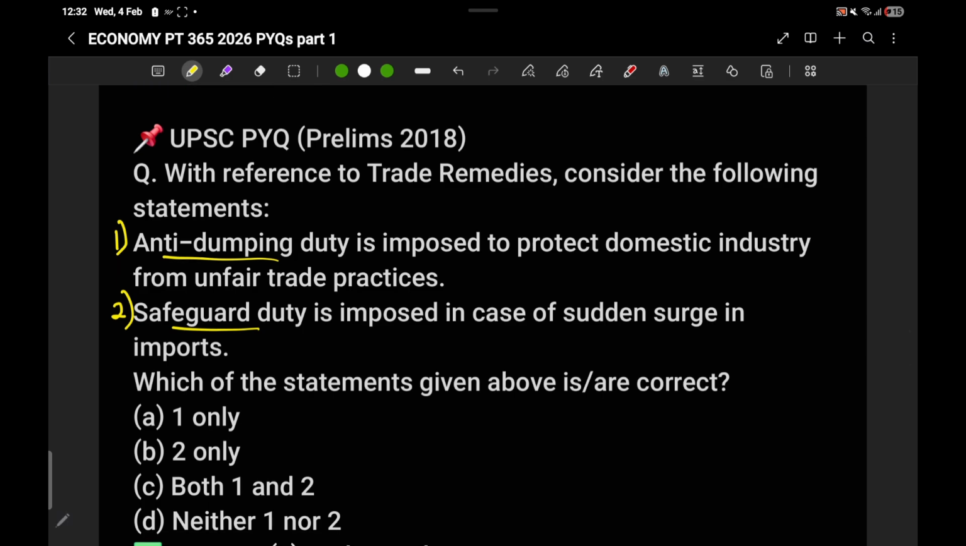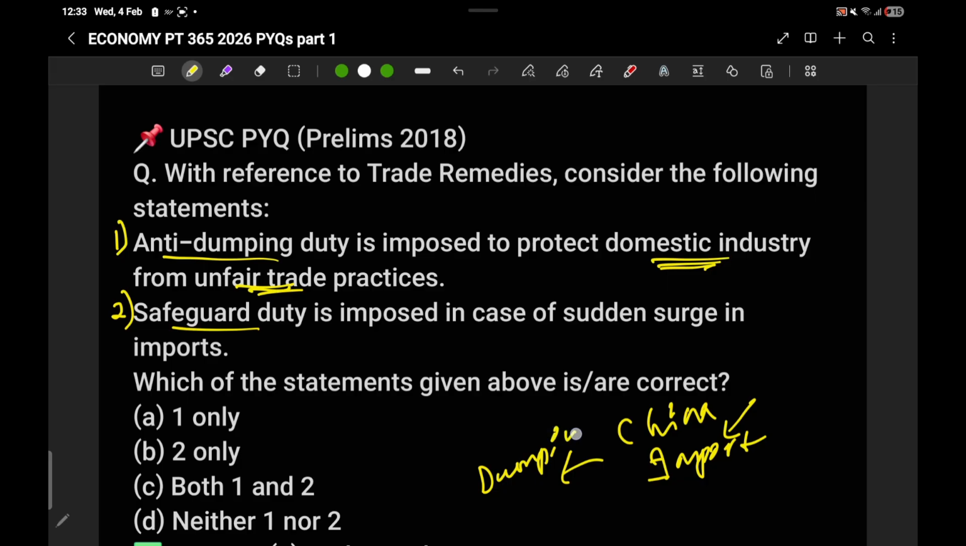Okay, let's see. Anti-dumping duty is imposed to protect domestic industry from unfair trade practices. I told you, right? China was exporting, which for India means import. When India imported China's products, they were dumping cheap products in the domestic market. Okay, so the domestic market of India was hit. To safeguard this, anti-dumping duty was put. Right, so we have discussed it. Statement 1 is correct. Safeguard duty is imposed in case of sudden surge in the imports. Yes, the second statement is also correct. Option C is the right answer.